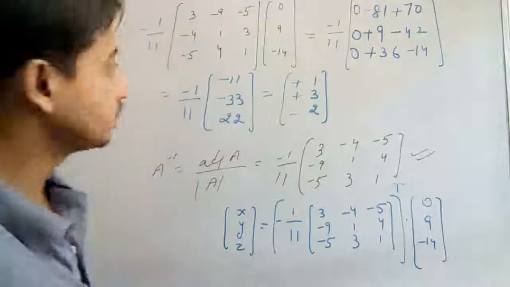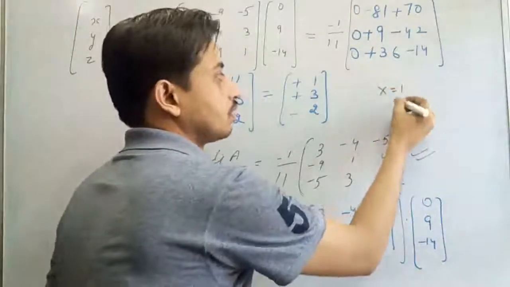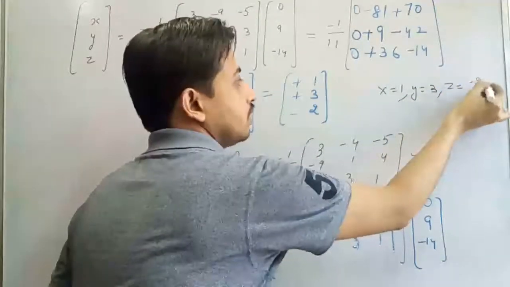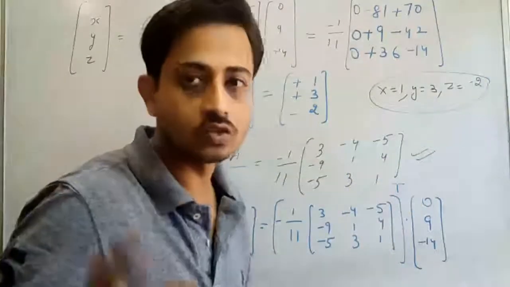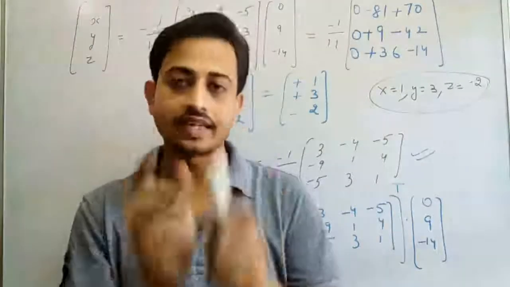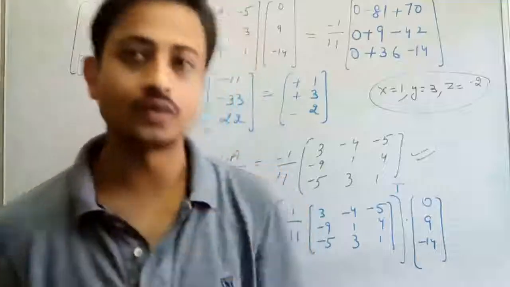So what's the solution? X is equal to 1, y is equal to 3 and z is equal to minus 2. So please make a note, and I am going to check the solution answer. So our answer is correct. You can note it in your fair notebook. So please make a note.